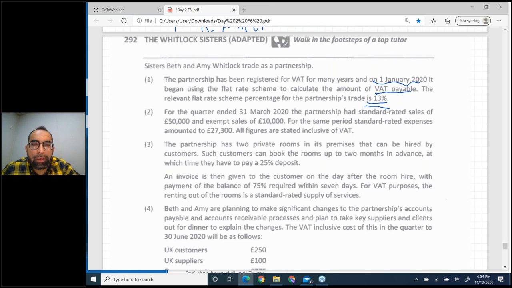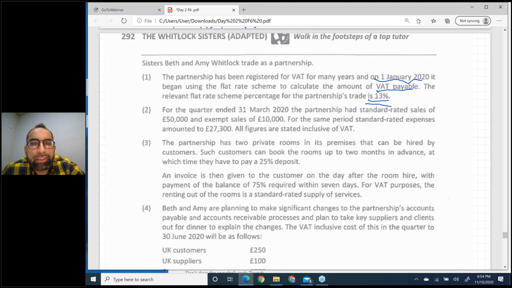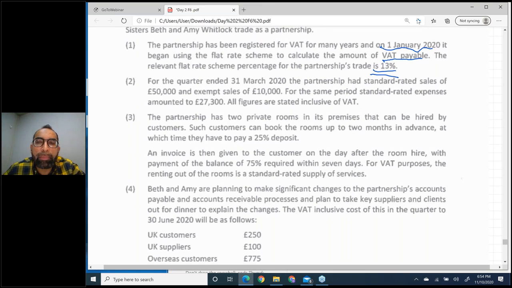Now, for the quarter ended 31st March 2020, the partnership had standard rated sales of 50,000 and exempt sales of 10,000. Now you tell me, 50 plus 10, the total sales is 60. That means if I'm going to work for flat rate scheme, I have to use total sales.